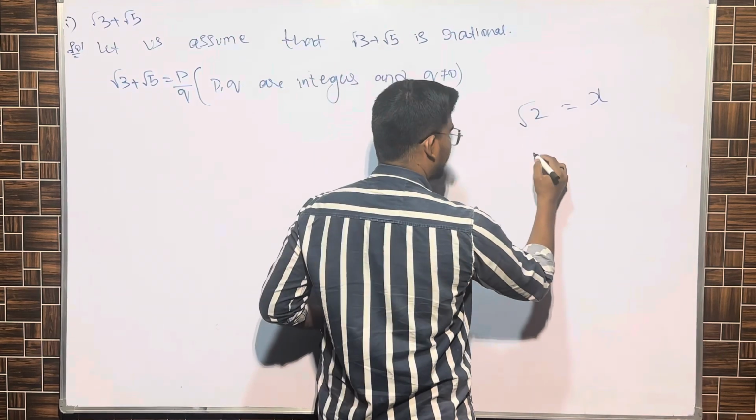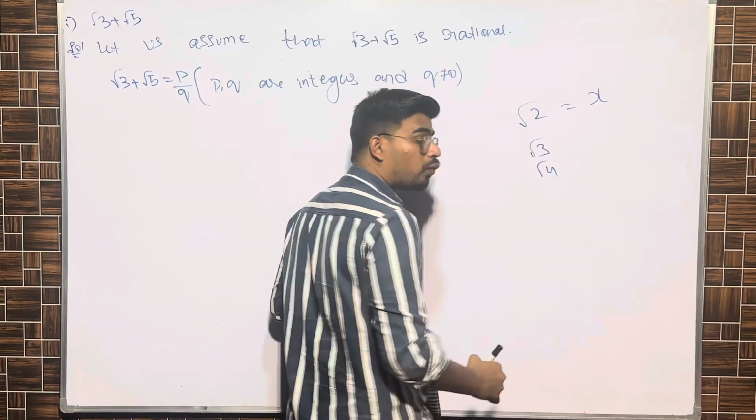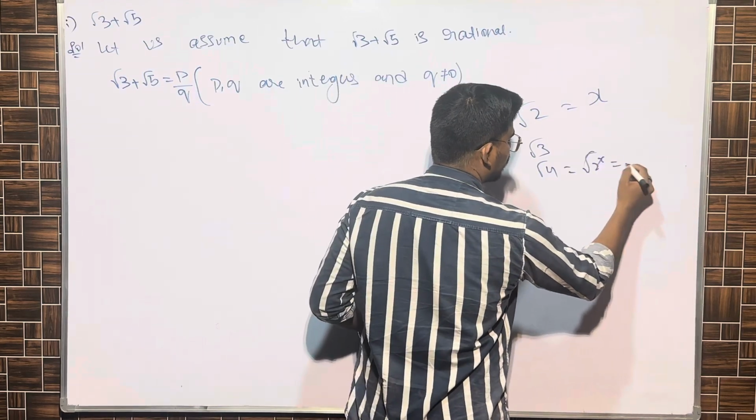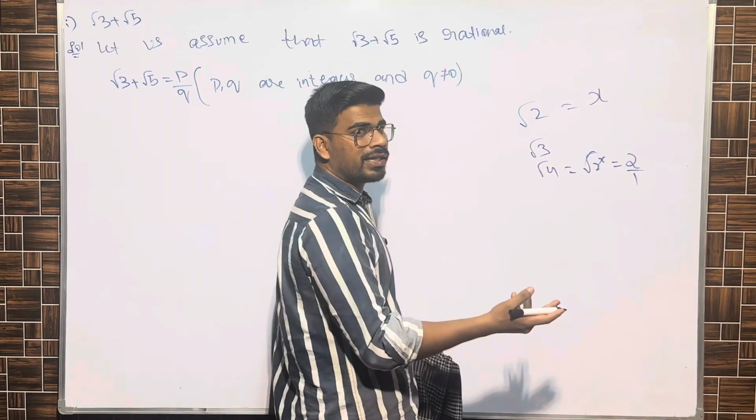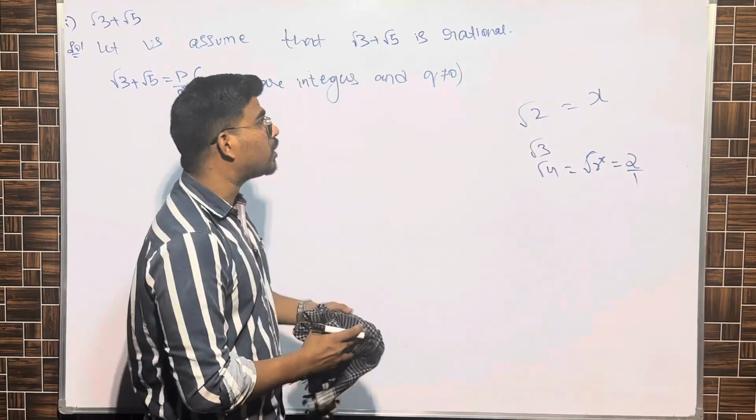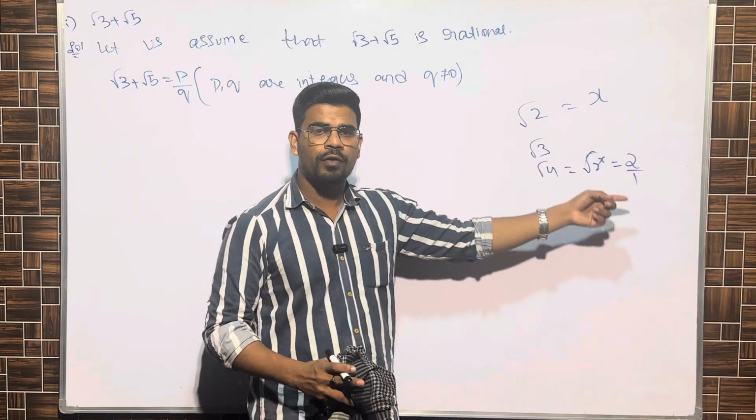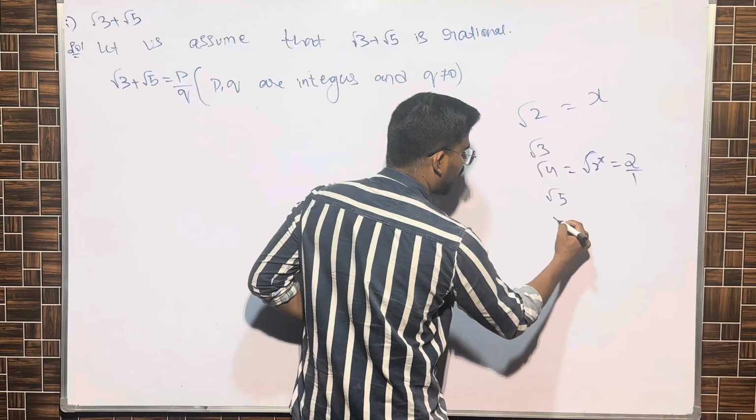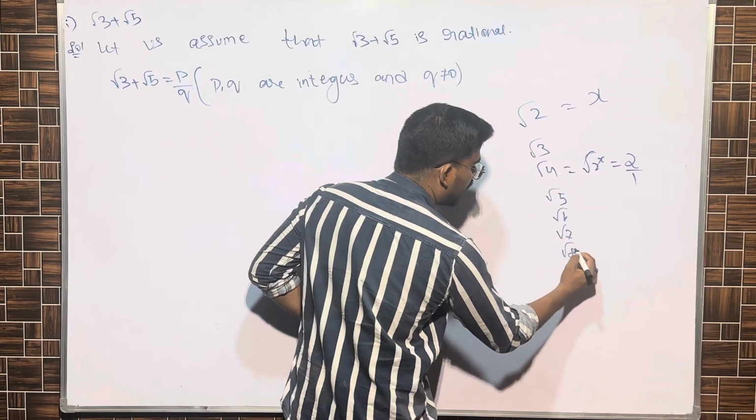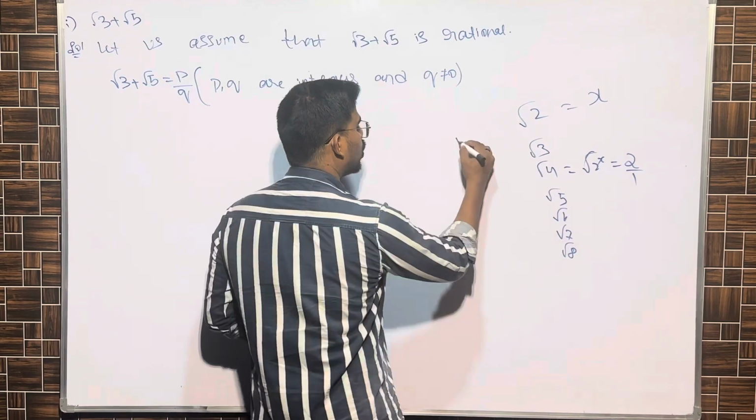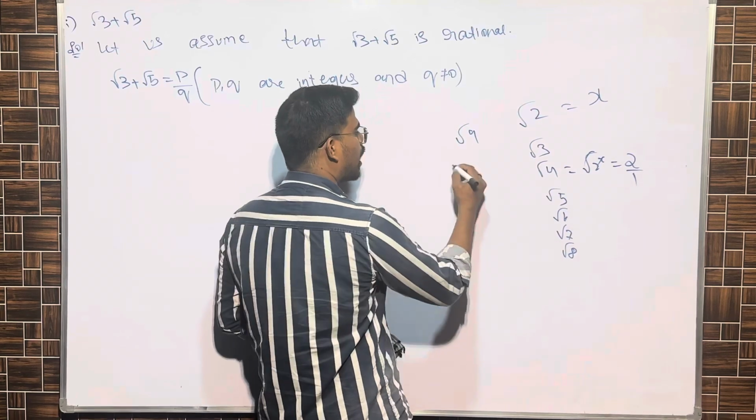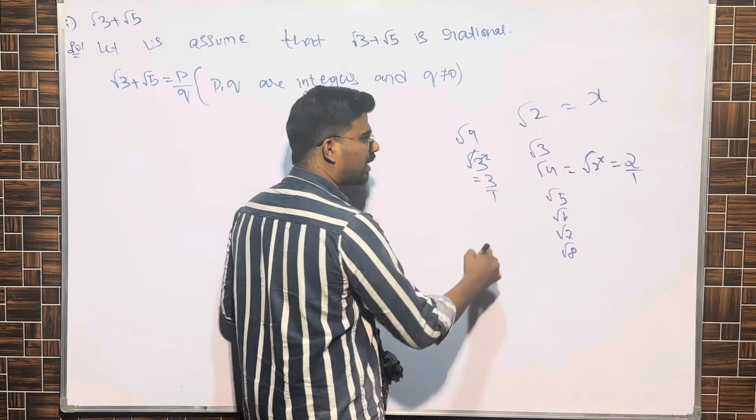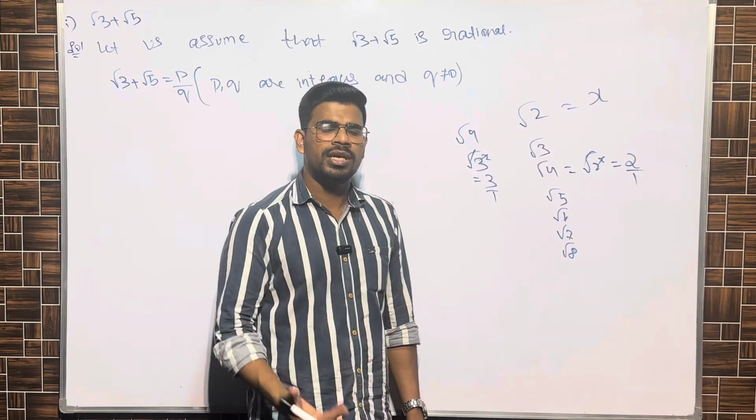So root 2 is irrational, root 3 is irrational, root 4 is not irrational, because root 4 can be written as 2 square, the square root gets cancelled, we have 2. 2 by 1, I can take 1 in the denominator, written in p by q form. Any number which can be written in the p by q form is rational. So root 4 is a rational number, not an irrational number. Likewise, root 5, root 6, root 7, root 8, all of these numbers are irrational numbers. Root 9 is a rational number. How? 9 can be written as 3 square, the square root gets cancelled, we'll have 3. If I take 1 in the denominator, 3 by 1, p by q, rational.